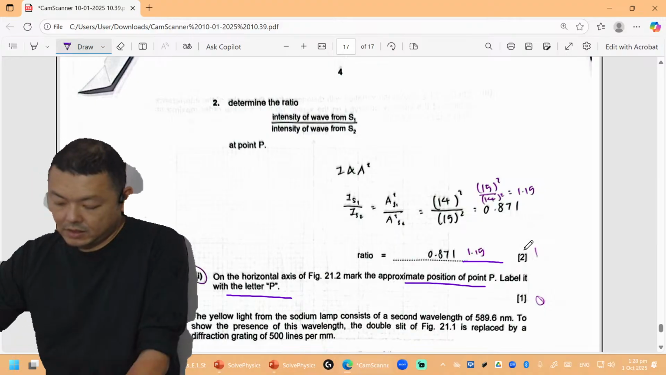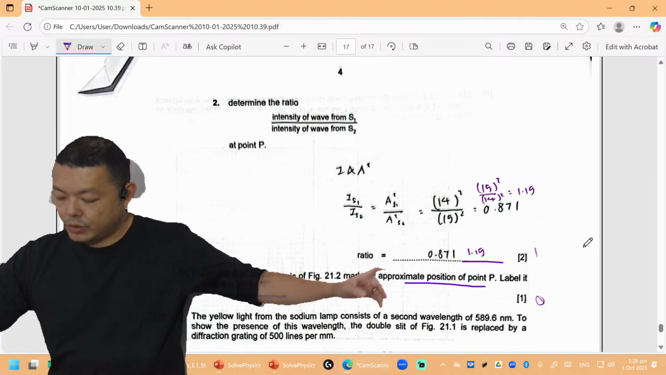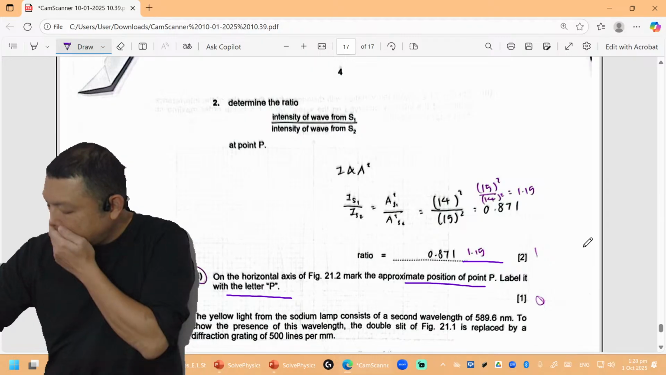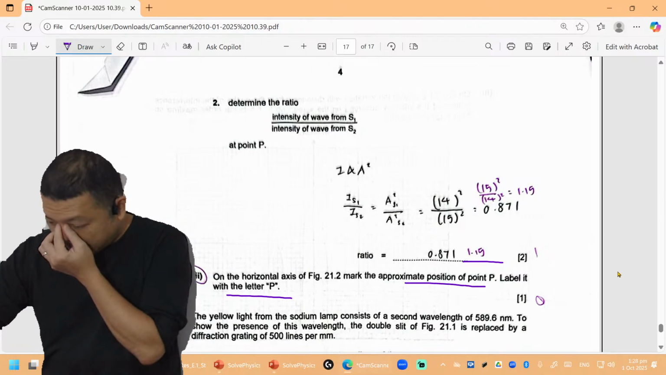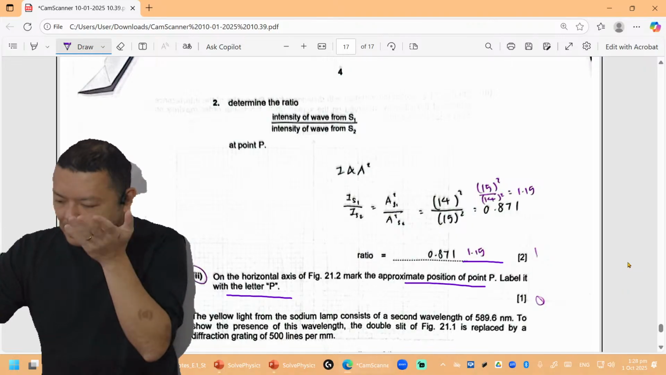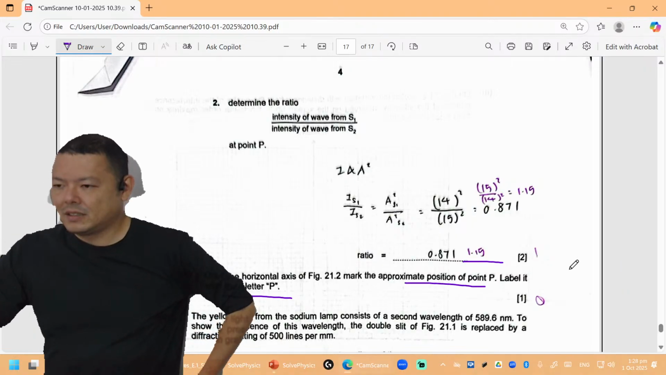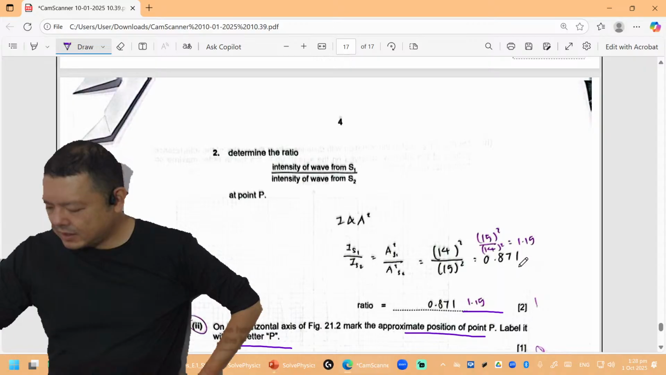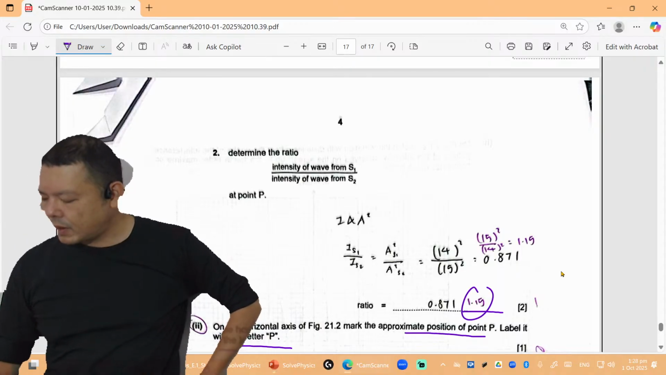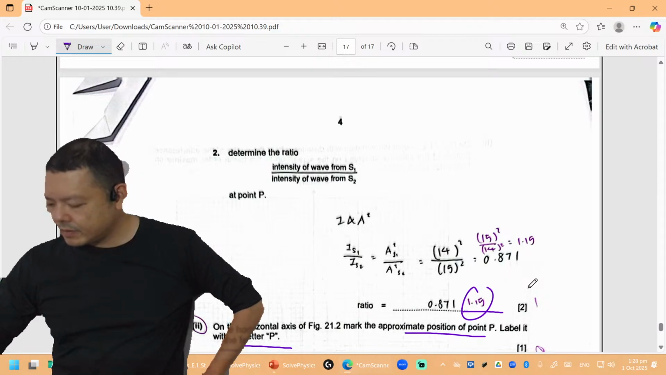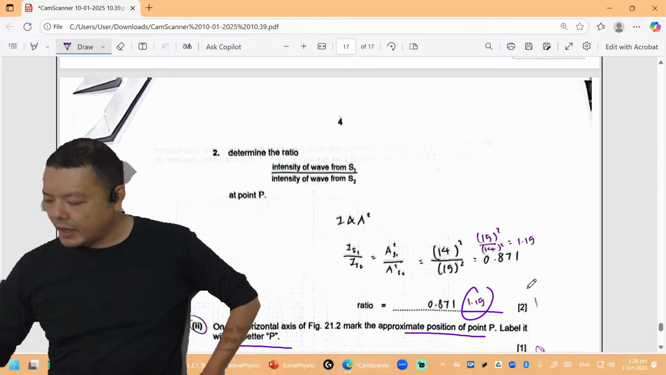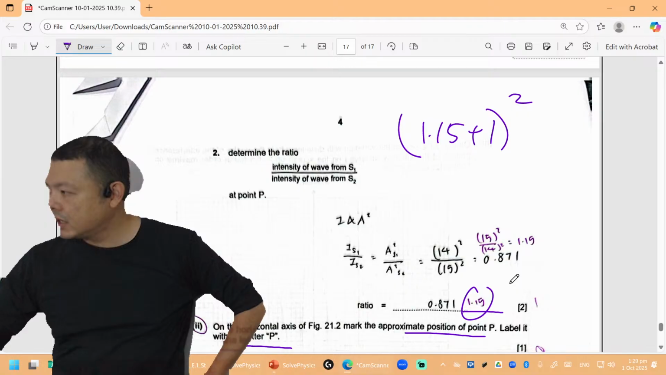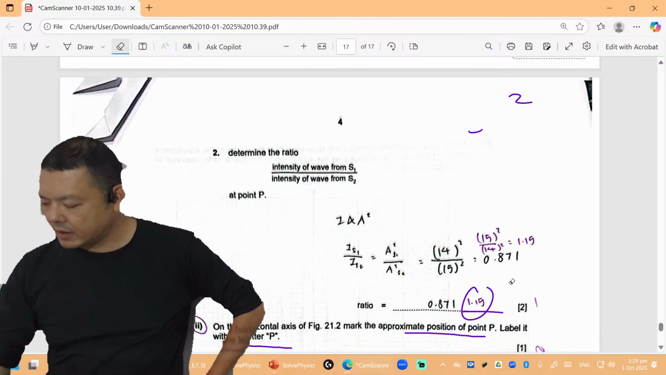You figured this out already? Wait, hang on, you did write something here. You said 14 and 15 here. This is the amplitude, right? 15 over 14. What's the total amplitude of P then? 28. Or rather, maybe we can just use the 1.15. 1.15 plus 1, squared. What do you get for that? No, I cannot do that.